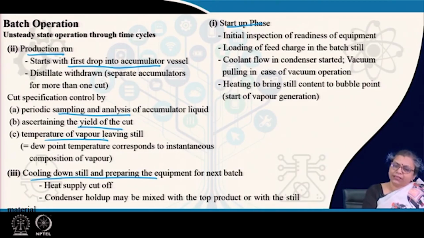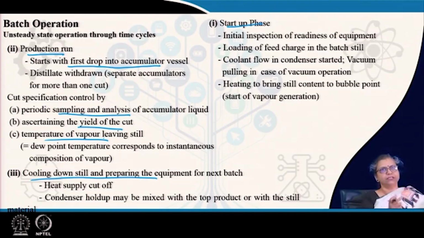So, in this way we continue the production run as long as we are getting the distillate of our specifications, or possibly if the bottoms product is specified, we attain the specification of the bottom product. Depending upon the specification, we would like to continue the production run. When we find that our specifications are no longer being met, then we go to the end phase or the cooling down phase, where the still is cooled and we prepare the equipment for the next batch.